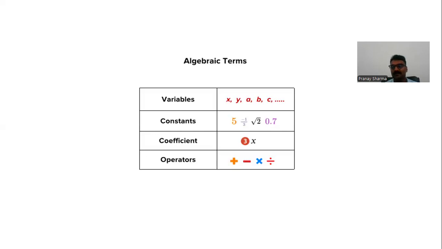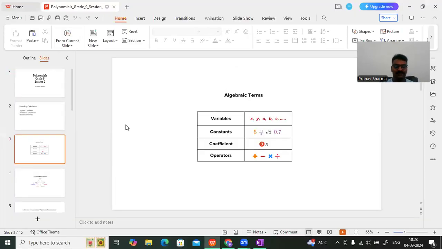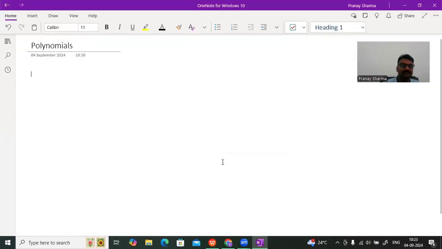Suppose in this example, if you can see it clearly, if you traverse it from left to right, 3x is something that we are given with. So it is a combination of a constant and a variable. If someone is asking you to calculate the coefficient of x, then you need to simply divide that particular expression by x. All right, let us consider this by switching ourselves to the whiteboard.